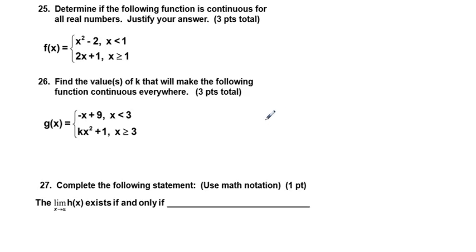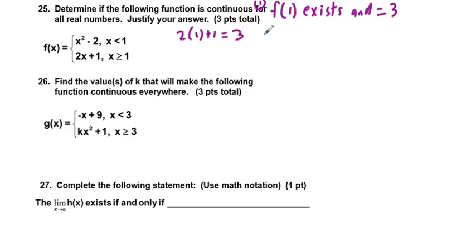Problem 25, determine whether the following function is continuous for all real numbers. Justify your answer. Well, we look first of all at x equals 1, which is our critical point, right? So this will be condition 1, f of 1 exists and equals, well, to figure that out, the bottom one applies, so we're going to have 2 times 1 plus 1, which equals 3.